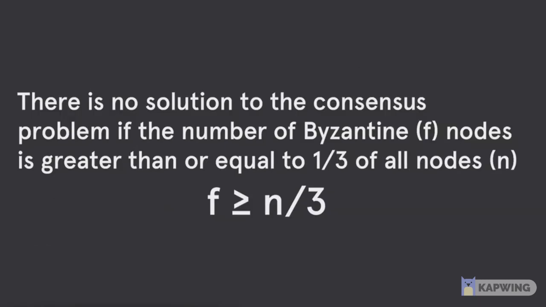Another impossibility result was published by Pease, Shostak, and Lamport in 1980. Their study showed that there is no solution to a consensus problem if the number of Byzantine nodes is greater than or equal to one-third of the entire nodes that are trying to solve consensus.